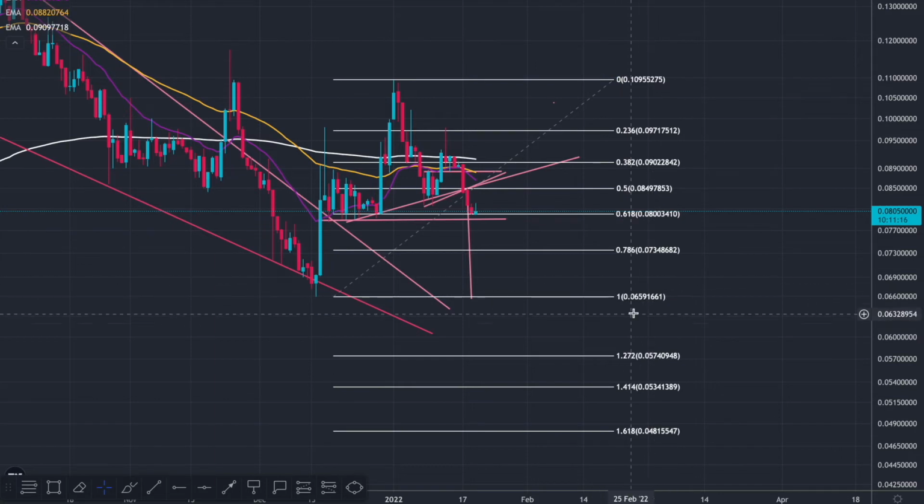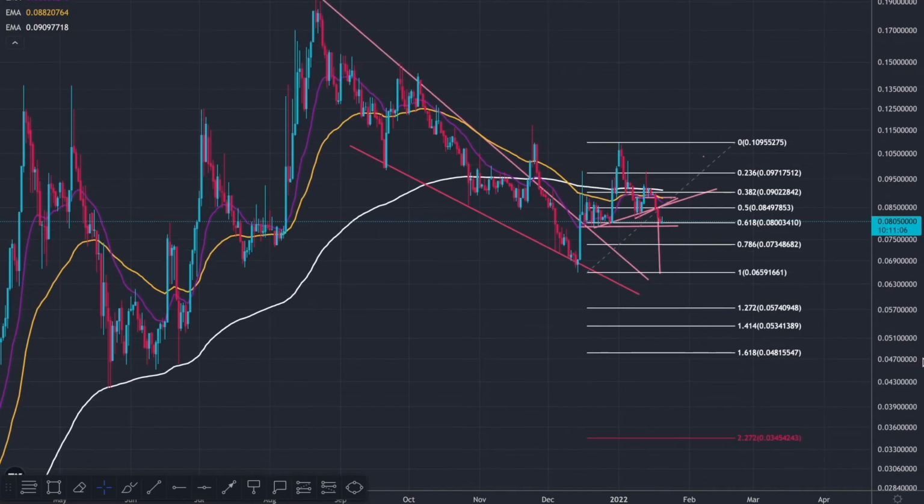And we need to hold this level here to switch up to the upside again. When you're looking down, you have to hold the 1, else you are going to fall to the 1618, which would be losing these lows here. But if we zoom out, we can see this line here.